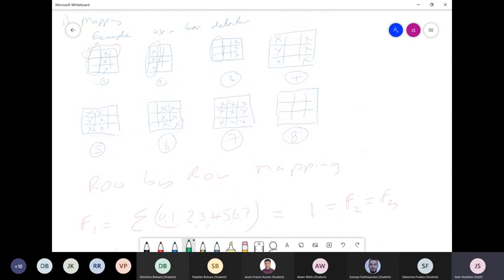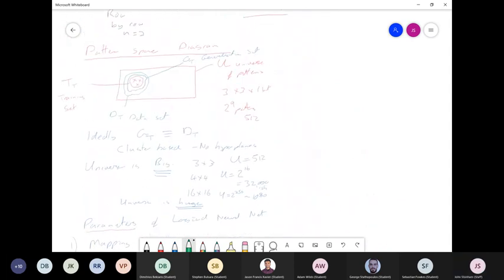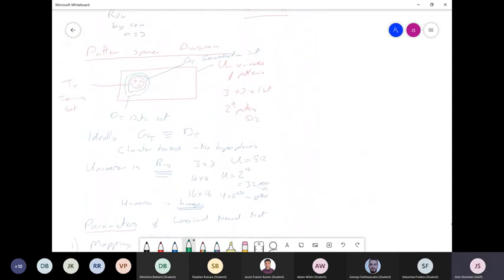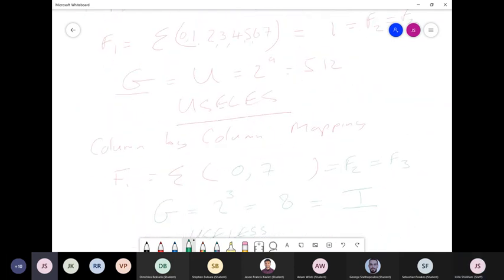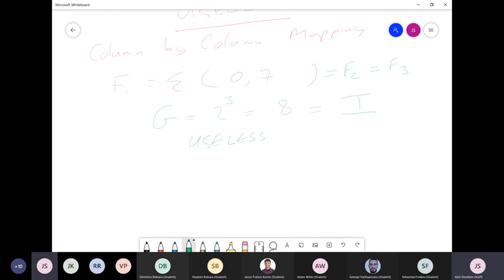So going back to the set diagram, if those were the 3 training patterns, if I was using the row by row mapping for this particular training set, the generalization set would be the whole universe. If I was using a column by column mapping, the training set and the generalization set would be identical. So neither of them is practical for this particular rather silly problem. But what we can do is use a random mapping.